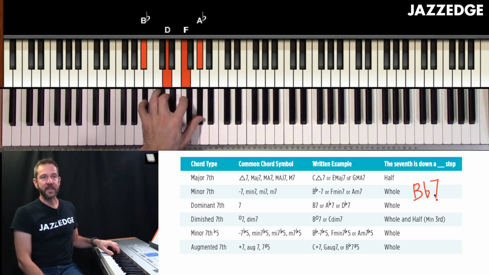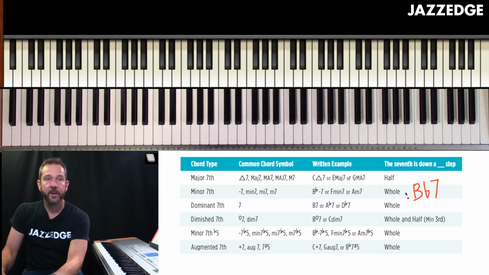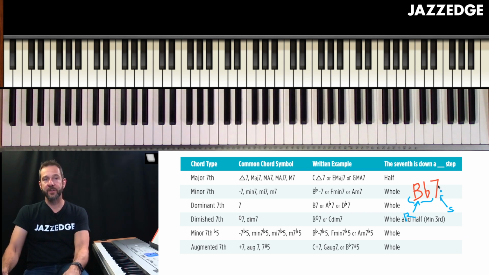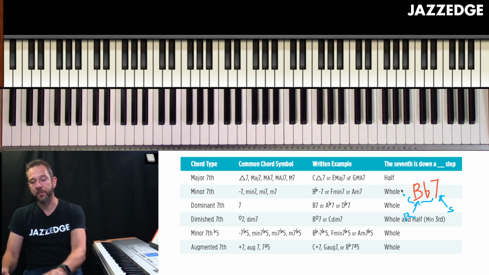So there's your B flat 7. So remember, again, you have two parts to this. This is the root, the B and the flat. Okay? That's your root. This is the chord symbol. So that's the root, and that is the symbol. Okay? So the 7th is the chord symbol, and the B flat is the chord root.